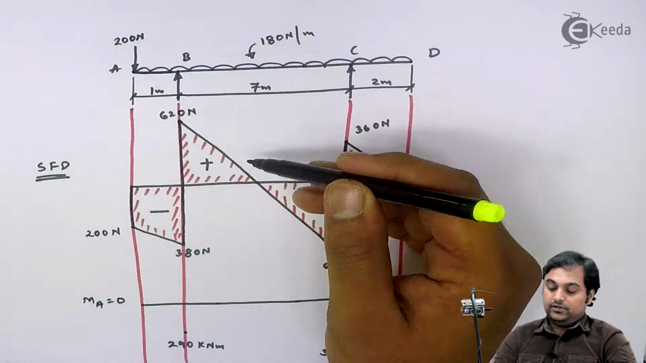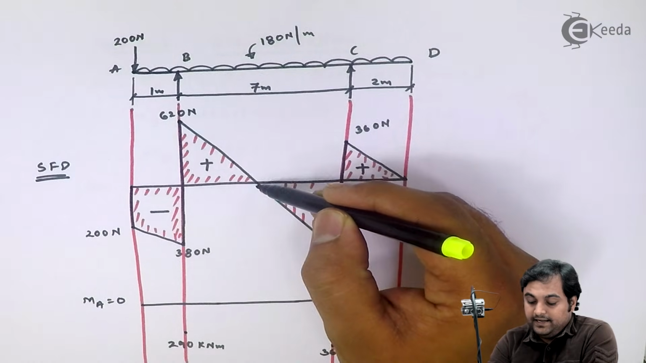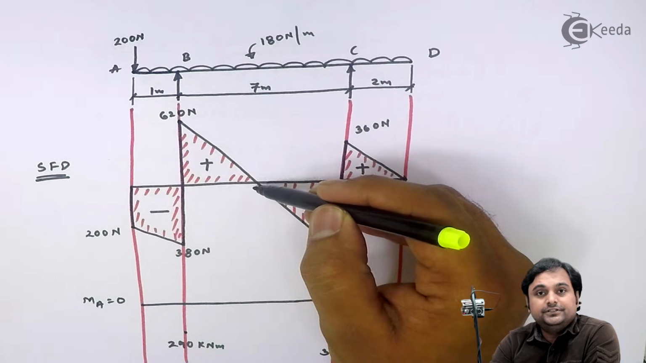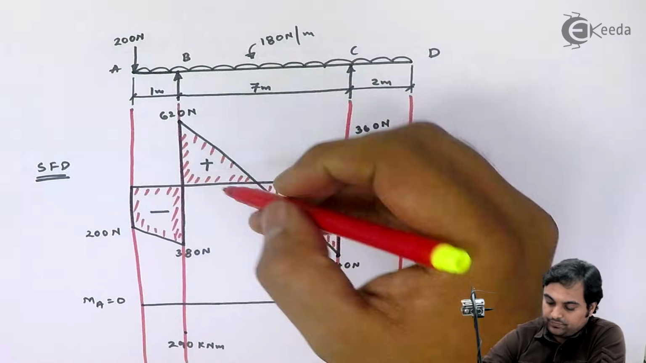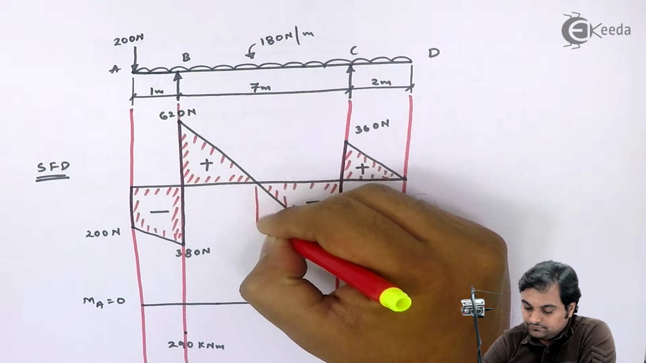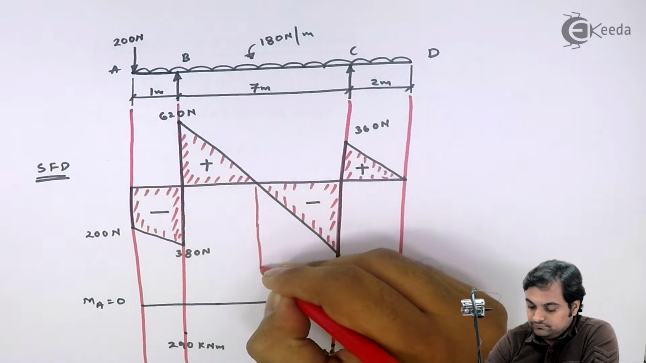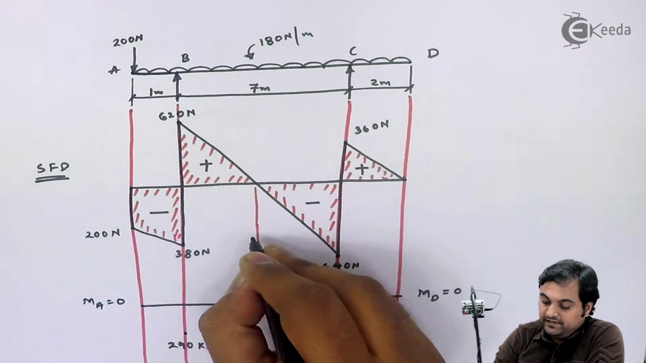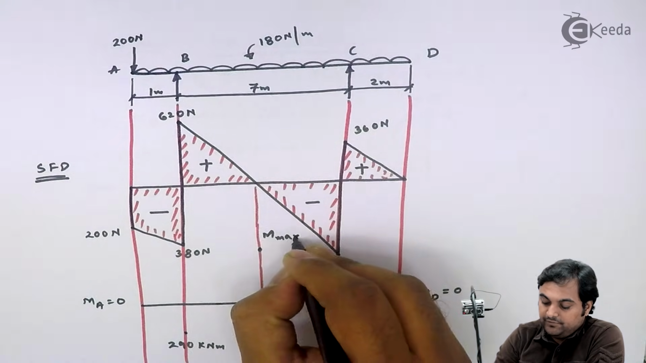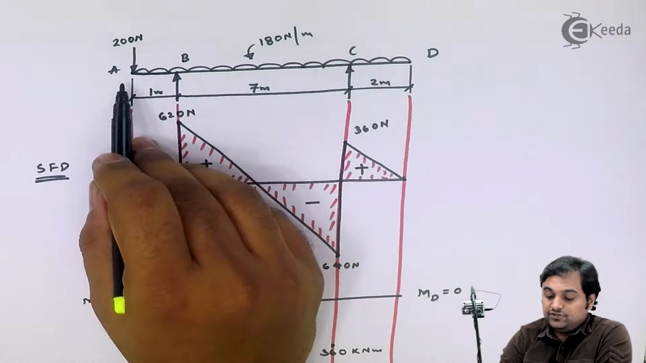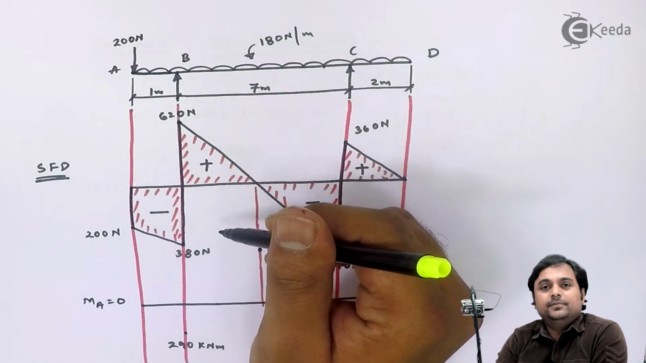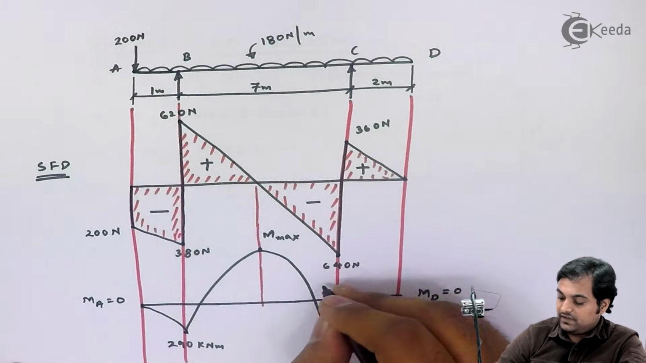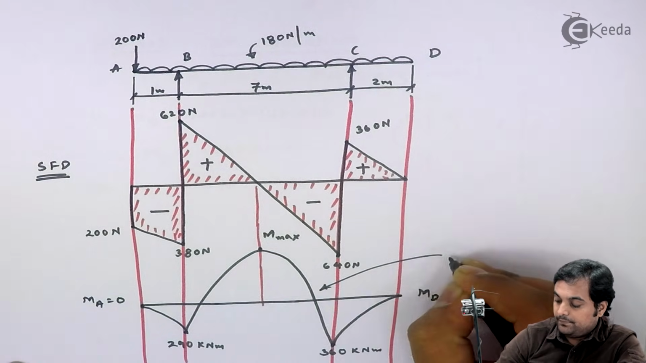Now, see here we have a point in shear force diagram where it is changing its sign from positive to negative. At this point, bending moment will be maximum. I'll write it as M max, maximum bending moment. Since there is UDL throughout the beam, bending moment will be a parabola. I will mention this as parabola throughout.